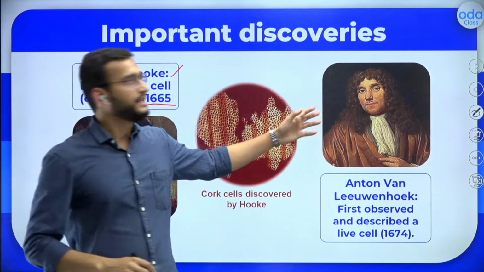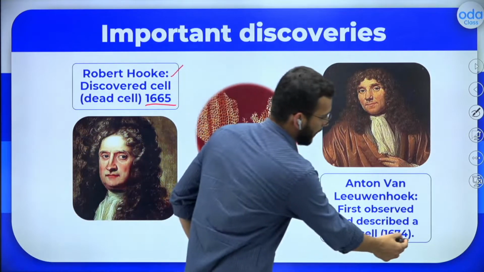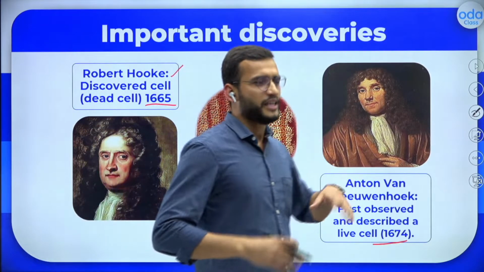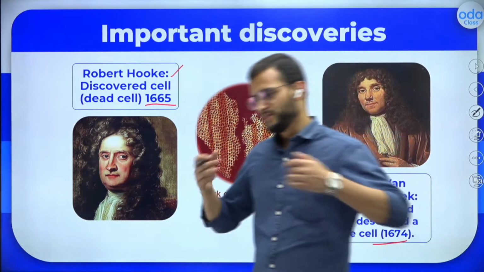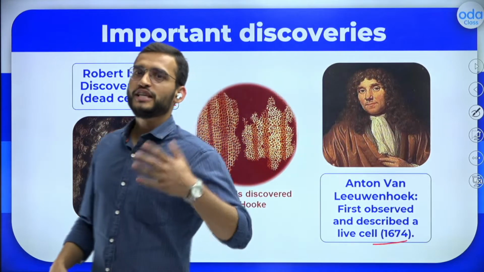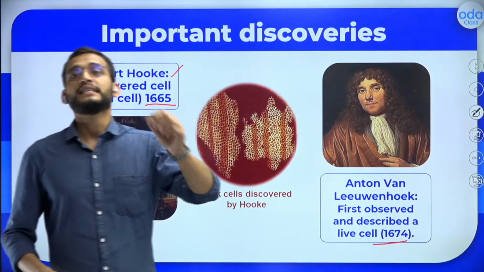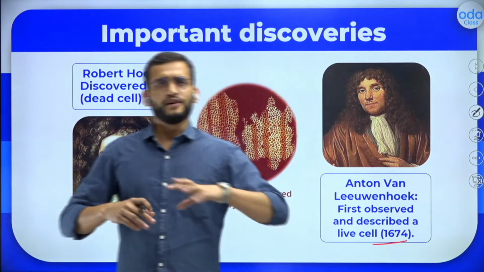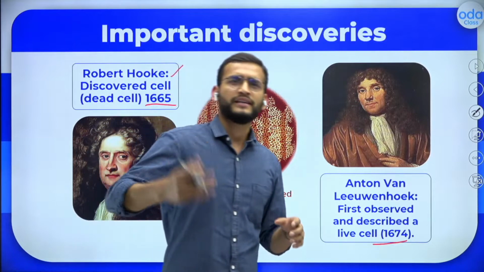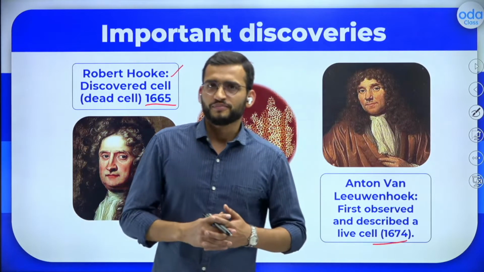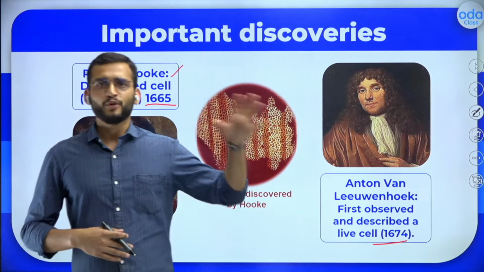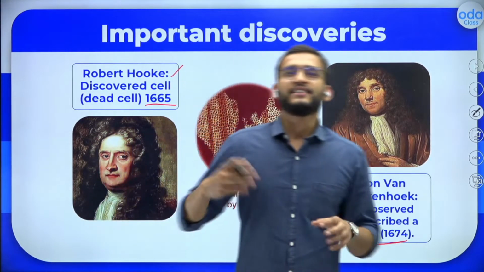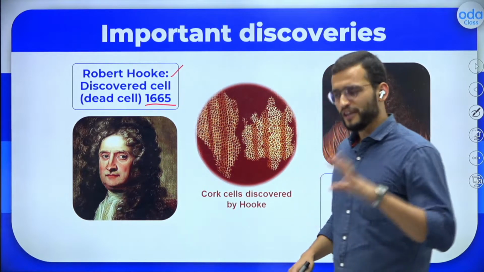Then came Antony van Leeuwenhoek in 1674. He was the first one to observe living cells. What he did was make his own kind of microscope, and with it he was able to visualize the first living cells from pond water. He found various living organisms like bacteria and protozoa in this pond water. He didn't know what to call them at that point of time, so he called them animalcules. And this was how the first living organisms were observed.